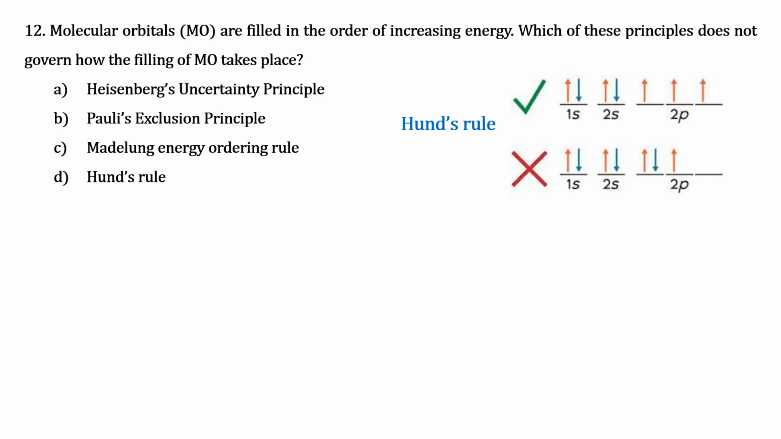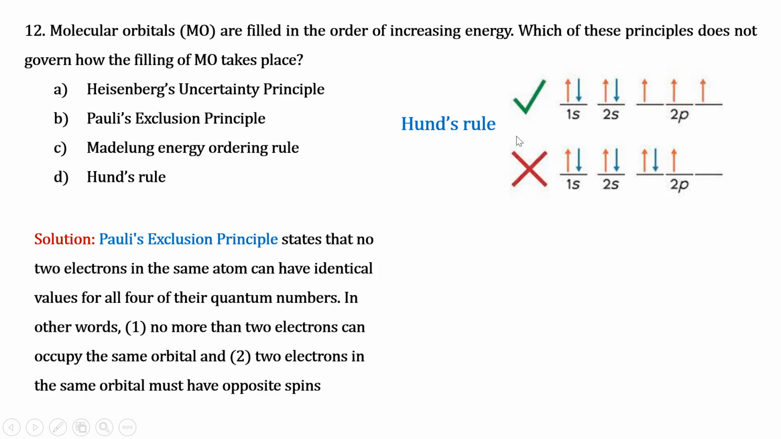So Hund's rule, we know what has to be done. Suppose the molecular orbitals are filled with 1s1, 2s2; the 2p orbitals have to be filled singly before directly pairing up. That is Hund's rule, and it is important. Pauli's exclusion principle states that no two electrons can have identical quantum numbers. That is why these orange and blue arrows are different. At least the spin quantum number should be different. In other words, no more than two electrons can occupy the same orbital, and the two electrons must have opposite spin. That is what Pauli's exclusion principle says.